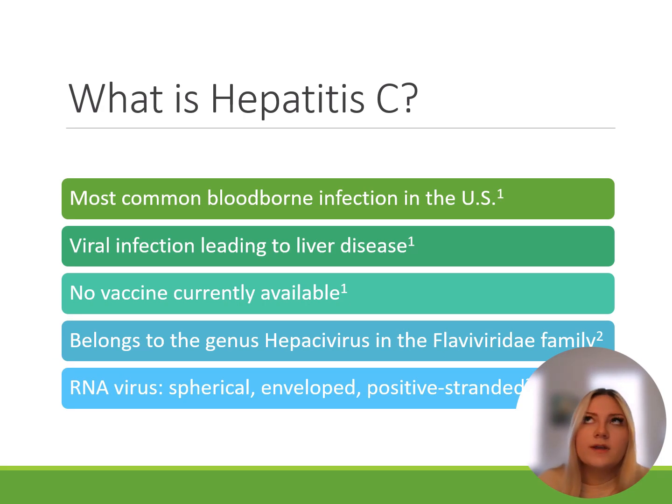So to start off, what is hepatitis C? It's the most common bloodborne infection in the United States. It's a viral infection that leads to liver disease. It's also the leading cause of liver disease. There's no vaccine currently available. It belongs to the genus Hepatovirus and the Flaviviridae family, and it's a ribonucleic acid virus. Some of the physical characteristics of hepatitis C are that it's spherical, enveloped, and positive stranded.